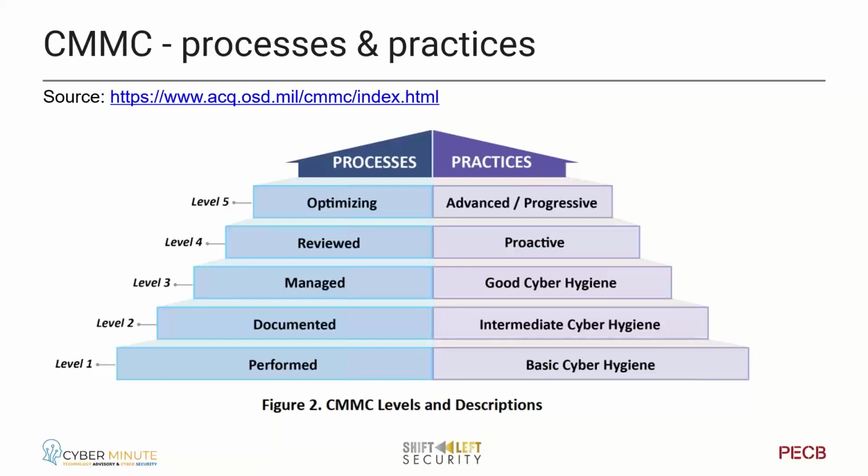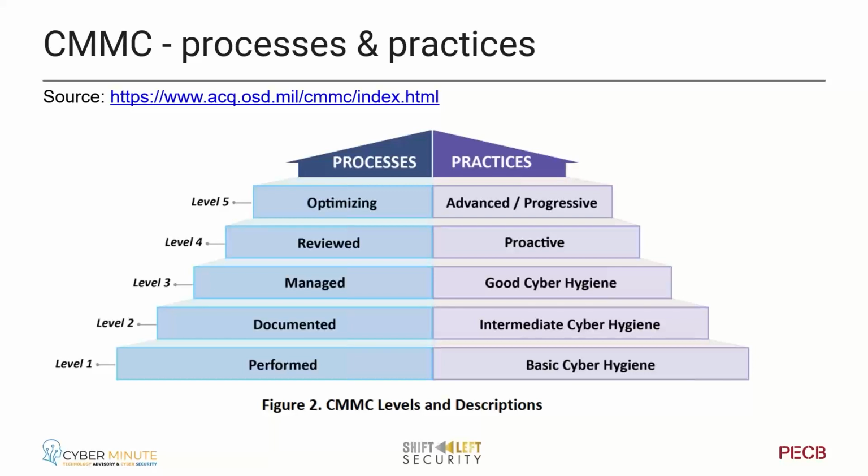Level 4 is measured, meaning that you will have some metrics, and based on these metrics you do some reviews, and of course based on the process level. Level 5 is optimizing, meaning that you're using the metrics to optimize your system in a continuous way.